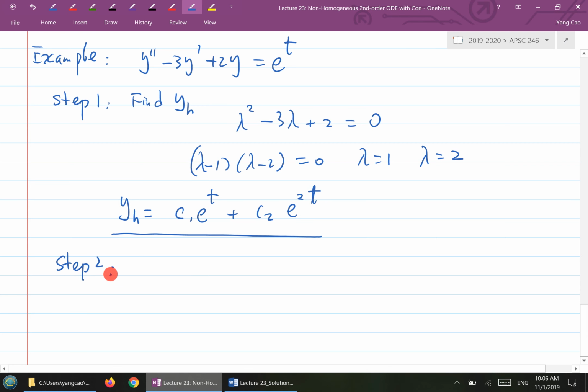Step number 2 is to find yp. Now this is the part where you will notice the modification rule will come into the picture. What is the input here? So f of t equal to e to the power of t. This is f of t.